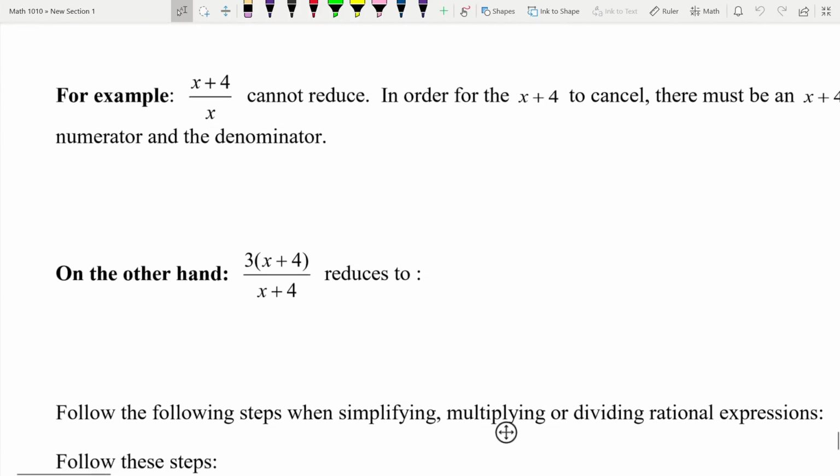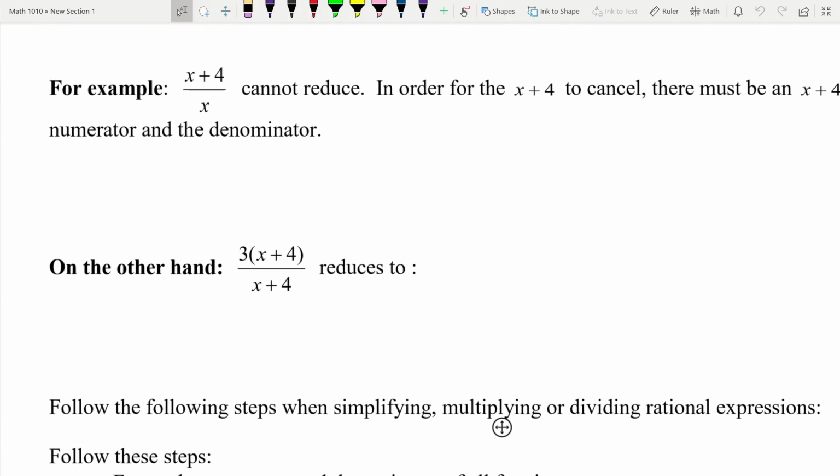So the first thing we need to remind ourselves is that if you have this fraction right here, x plus 4 over x, these x's cannot cancel. And the reason is because you have three people in this picture. Person, person, person, three terms. And in order to cancel the x's, all three of those have to have an x in them. You have to pull the x out of all of them. And you can't do that, so you can't reduce it, okay?